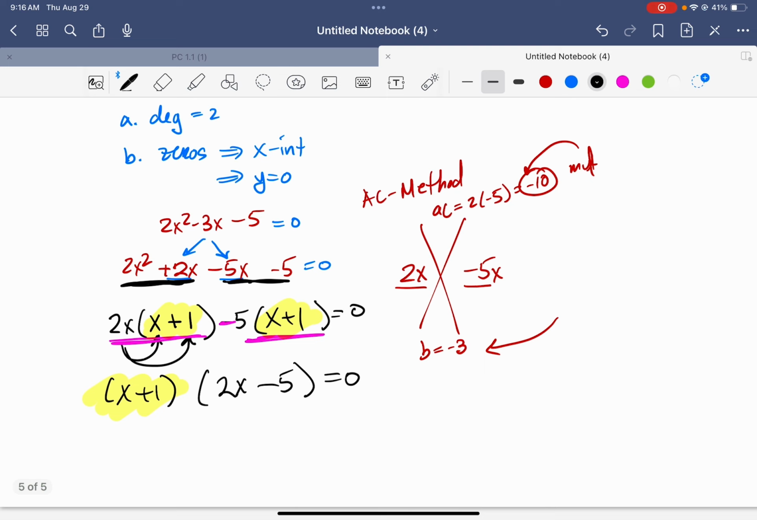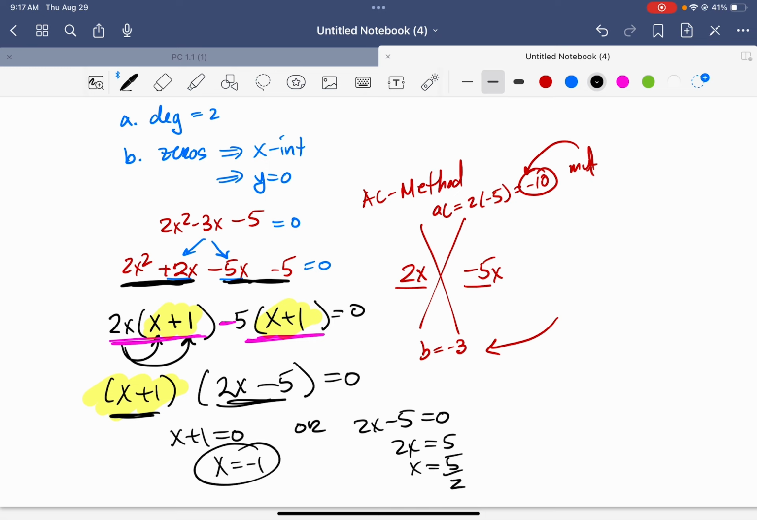Well, why is this form wonderful? Because if 2 things multiply together to get 0, either this was 0 or this was 0. So this is saying that x is equal to 5 halves or x is equal to negative 1. Those are the 2 zeros of our polynomial.